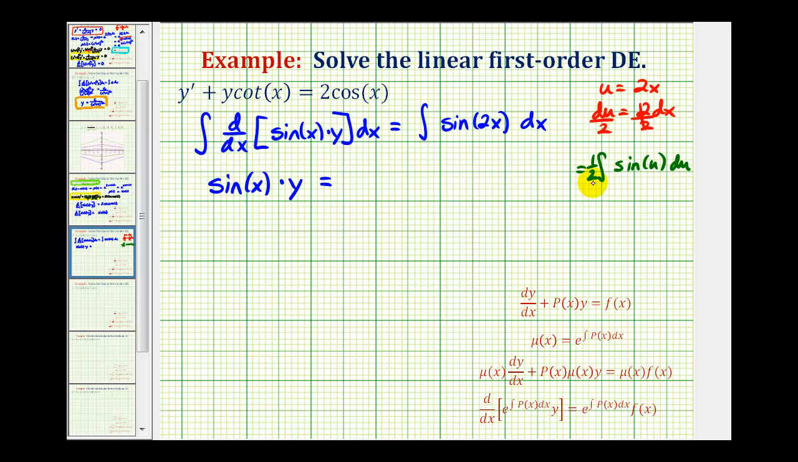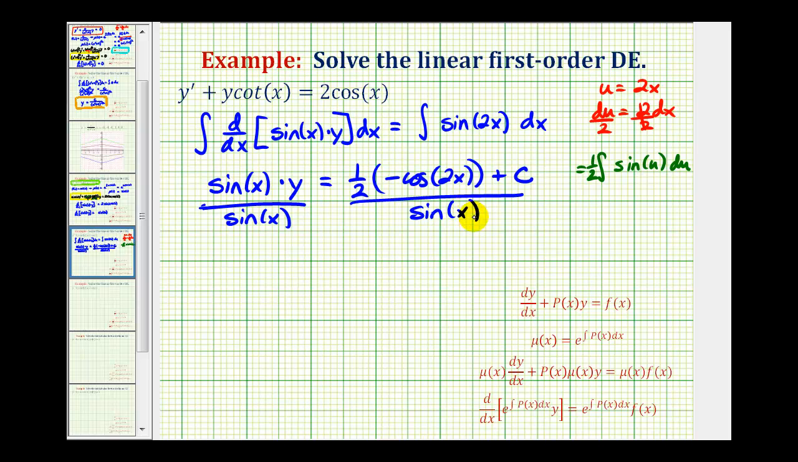So on the right side, we're going to have 1/2 times the integral of sine u, which is going to be negative cosine u, or negative cosine 2x, and of course plus our constant of integration. Now to solve for y, we'll divide both sides by sine x. This simplifies nicely to y.